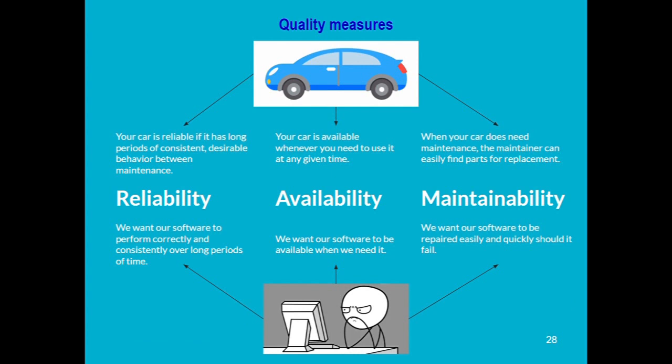In terms of a real scenario, we'd take a look at your car. Your car is reliable if it has long periods of consistent, desirable behavior between maintenance. Your car is available whenever you need to use it at any given time. And your car does not need maintenance. The maintainer can easily find parts for replacement.